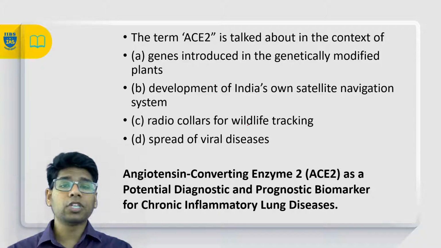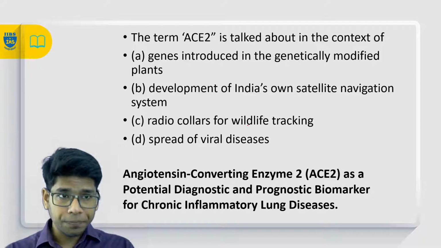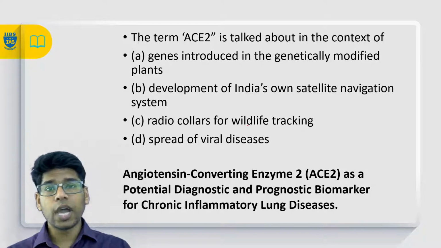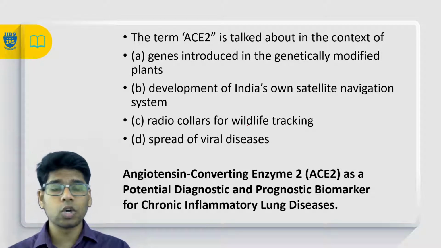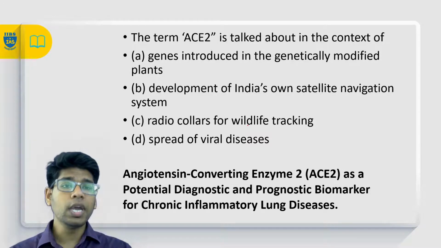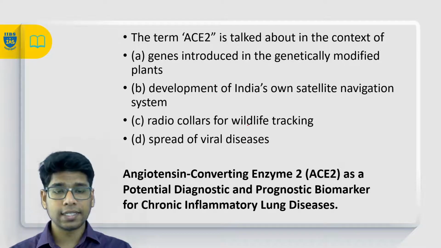So the identification of ACE2 will actually help control the spread of viral diseases. Once you go for the diagnostic or the prognosis of the diseases, you can directly control the spread of viral diseases. So the term ACE2 is talked about in the context of the spread of viral diseases.